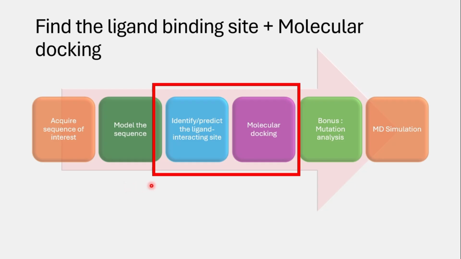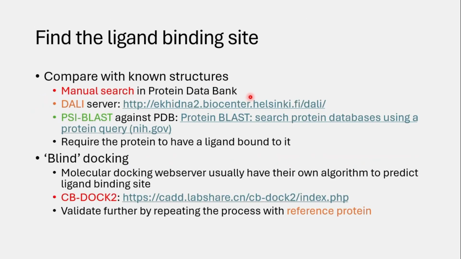Okay, now since we already got the maize PYL10 model, we're going to try to identify or predict the ligand interacting site and subsequently perform the molecular docking. Okay, when we want to find the ligand binding site, there are two broad ways of doing it. Firstly, we can compare with the known structures, or we can do blind docking.